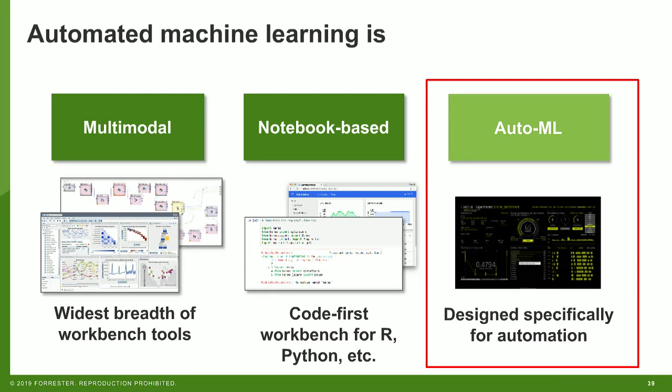You can see here that at Forrester, we break down the market for machine learning tools into 3 segments. So one is multimodal, and that has to do with a wide breadth of tools like drag and drop, sometimes coding, some AutoML capabilities. Then there are the notebook-based tools that are code first, and then AutoML, which is specifically designed for the automation process.